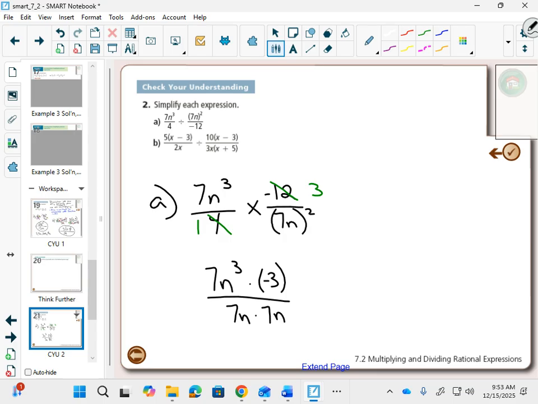49n squared. Could be 49n squared. I'm not going to write 49 though, because I really want to just cancel out one of those 7s. Okay? And with the n's, 2 n's on the bottom would cancel out and just leave me with 1 n left on top. So now what am I left with? Negative 3. I have 1 n left on top, and I have a 7 on the bottom.